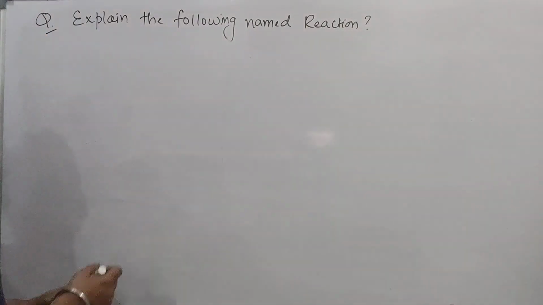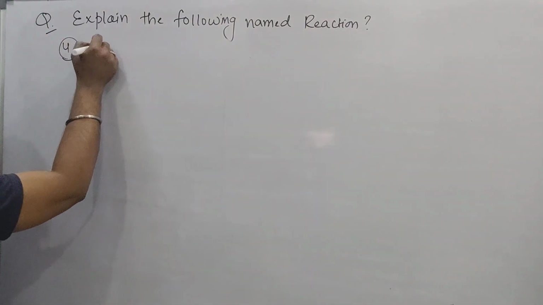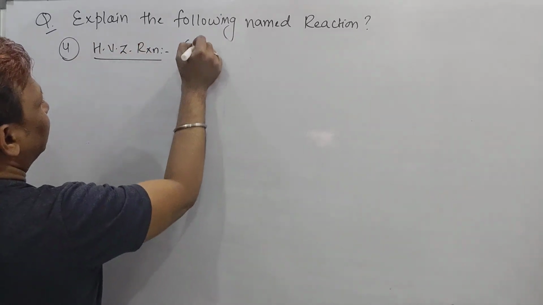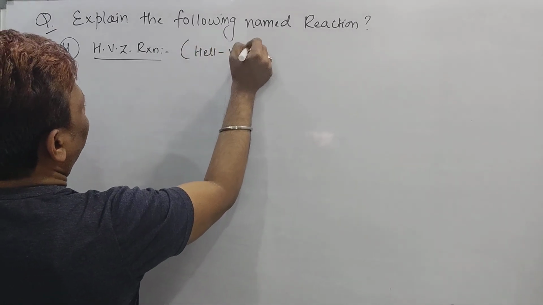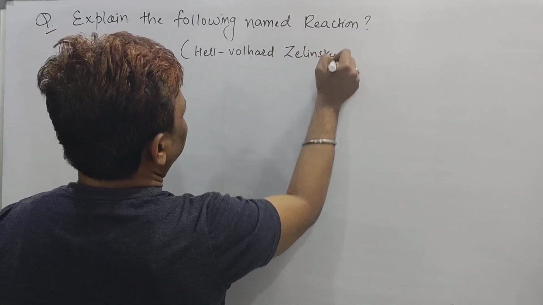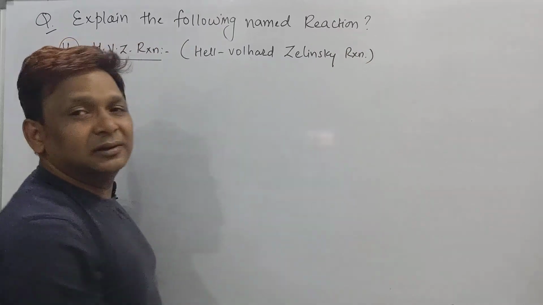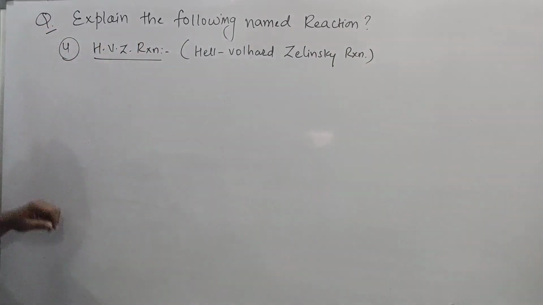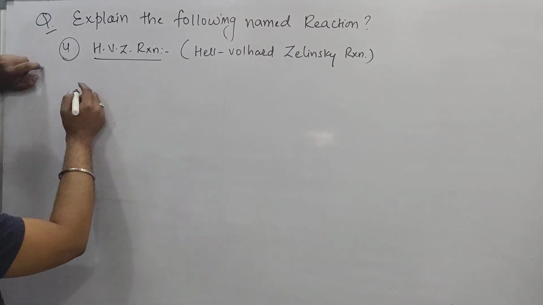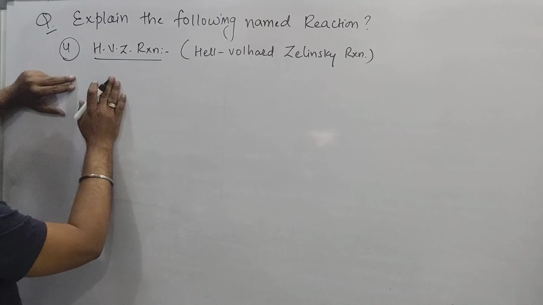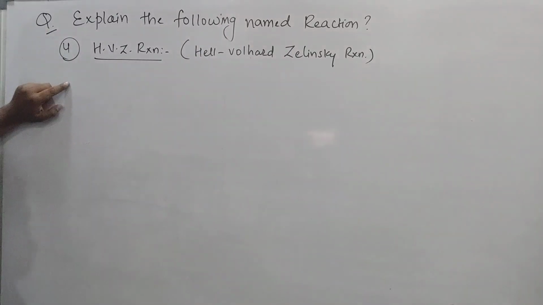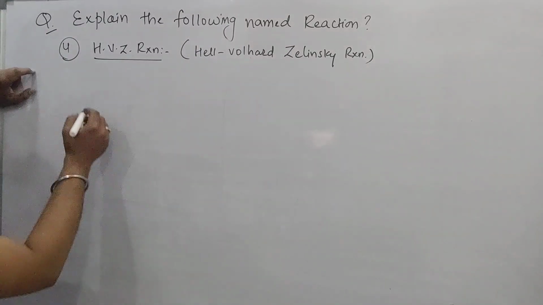And now the fourth one, the name reaction called the HVZ reaction. HVZ full form is Hell-Volhard-Zelinsky reaction. This is called the HVZ reaction. What this HVZ reaction says is that a carboxylic acid containing alpha hydrogen atom is replaced by the halogens in presence of red phosphorus. Means I want to go with here.